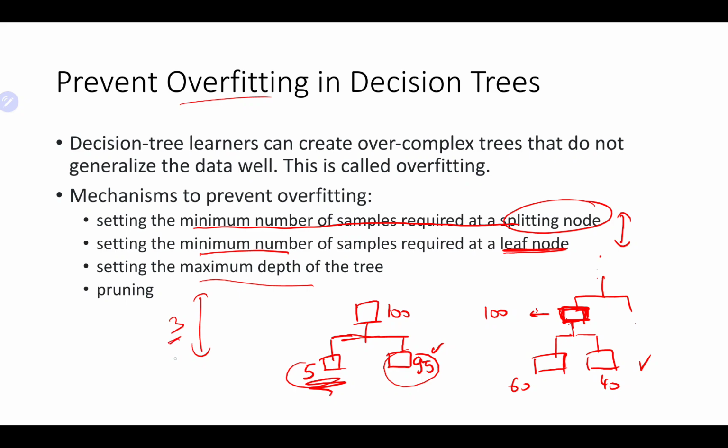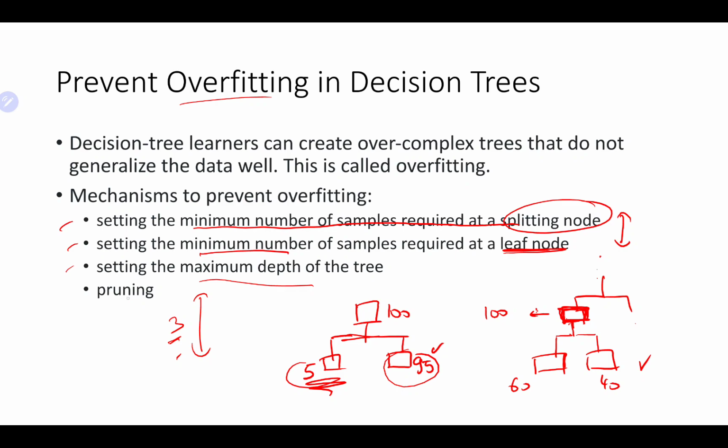This is basically another way of preventing the tree from growing too much. Again, here different values can be chosen and tried. So at the end, all these are hyperparameters. Different values can be experimented with, and then the best combination can be chosen that leads to the best validation accuracy or validation performance for a decision tree.